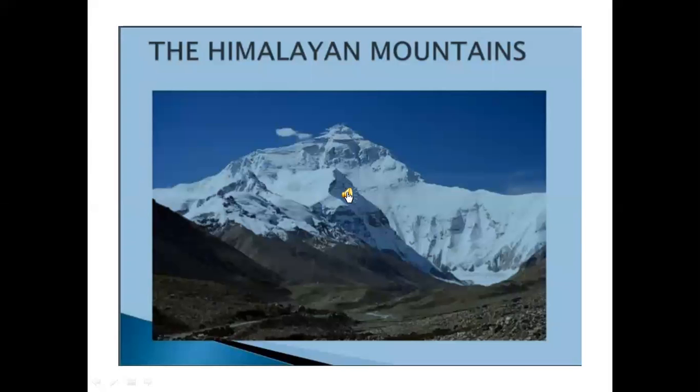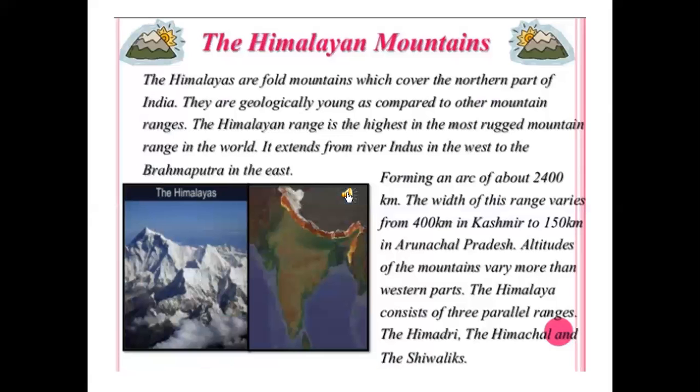Today we are going to learn about the Himalayan mountains. The Himalayas, geologically young and structurally old mountains, stretch over the northern borders of India. Here you can see on the map of India, from north towards the eastern part of our country in brown color, these mountain ranges run in a west-east direction from the Indus to the Brahmaputra.